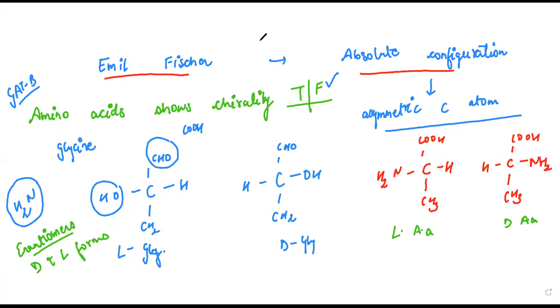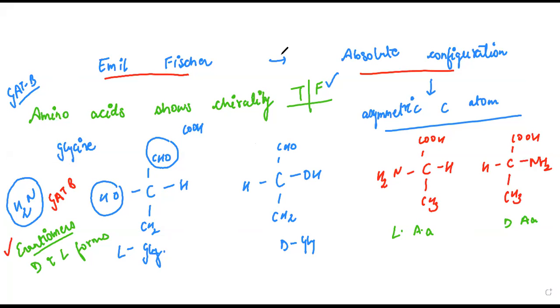Again, the same question was asked in GATE. The statement was D and L are epimer, anomer, enantiomer, and achiral. These were the statements and the options. So the right option was enantiomers.